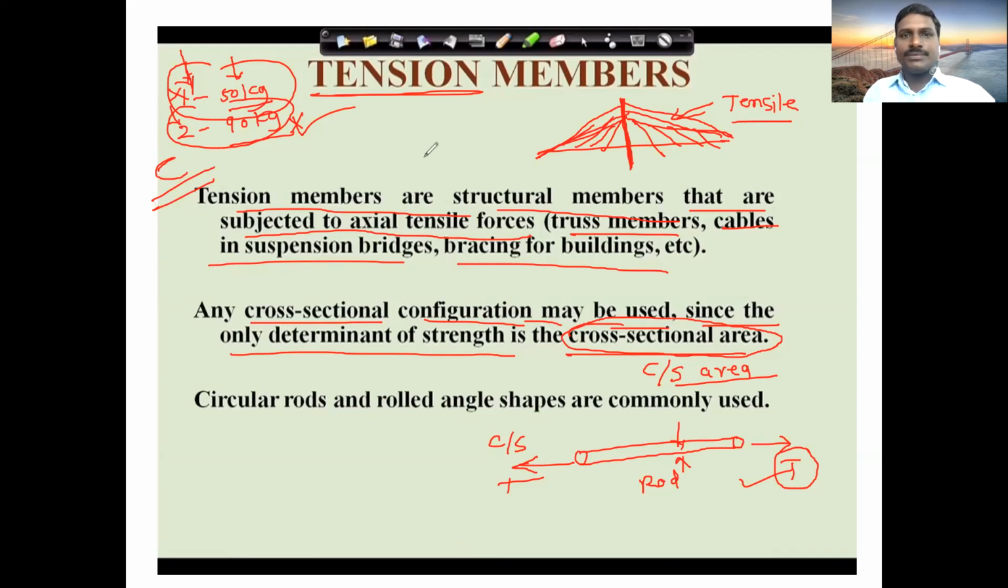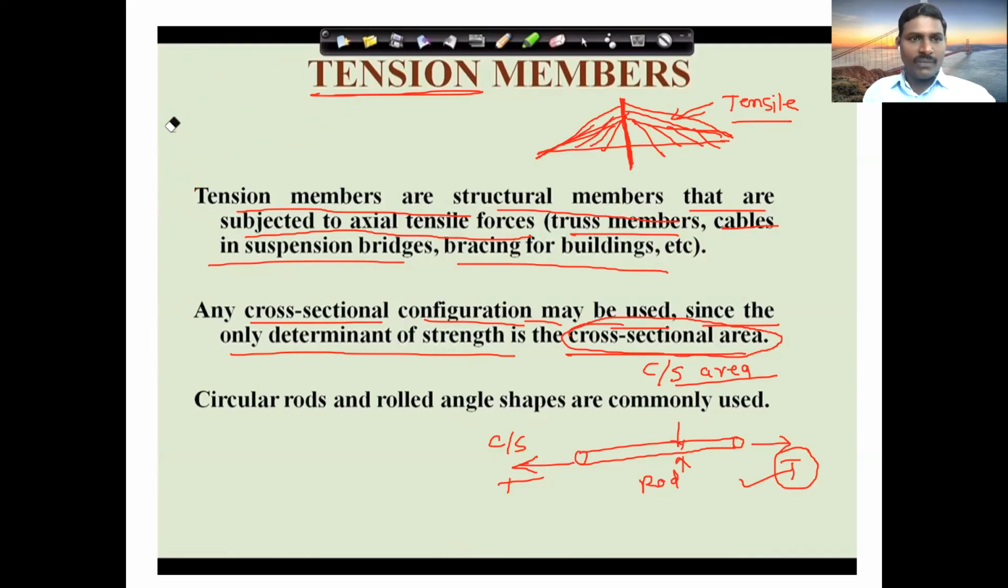So again, what second thing are we learning in this particular slide? Cross-sectional area is very important for taking the tensile load. Now circular rods and rolled angle shapes are commonly used for tension members. Circular rods, have you seen them in buildings?